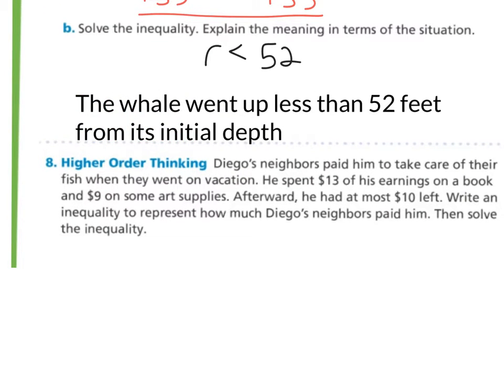And number 8, Diego's neighbors paid him to take care of their fish when they went on vacation. He spent $13 of his earnings on a book and $9 on some art supplies. Afterward, he had at most $10 left. Write an inequality for how much Diego's neighbors paid him, then solve the inequality.